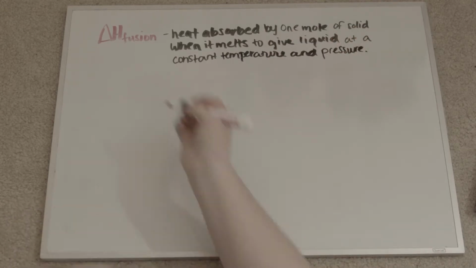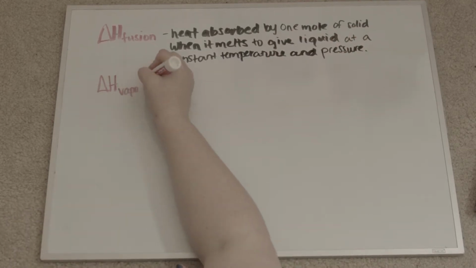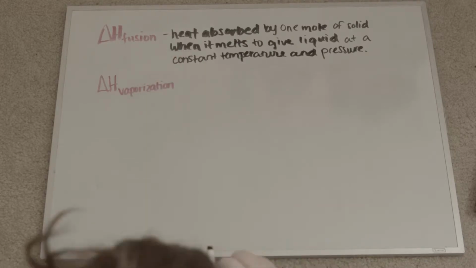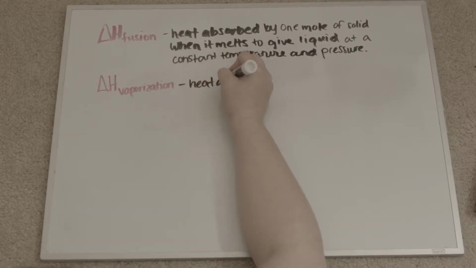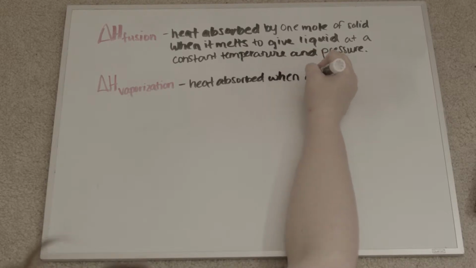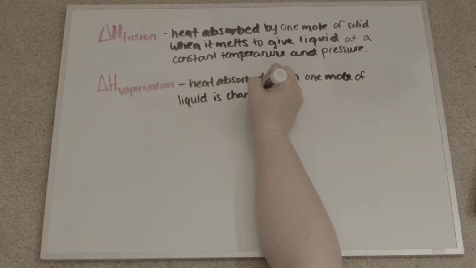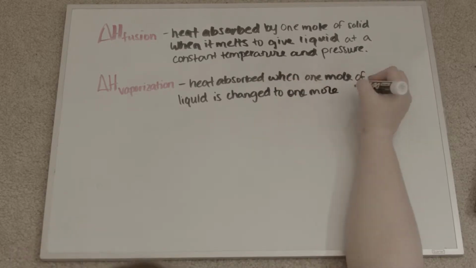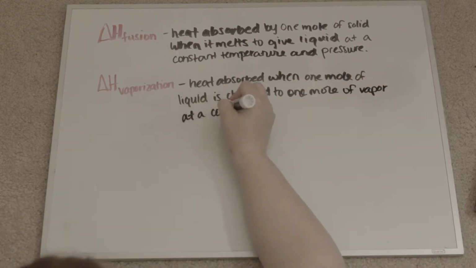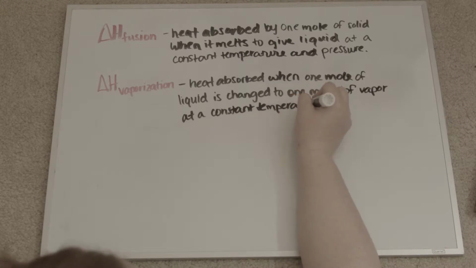Next we have the delta H of vaporization, which is the change in heat during vaporization. It is the heat absorbed when 1 mole of liquid is changed to 1 mole of vapor at a constant temperature and constant pressure.